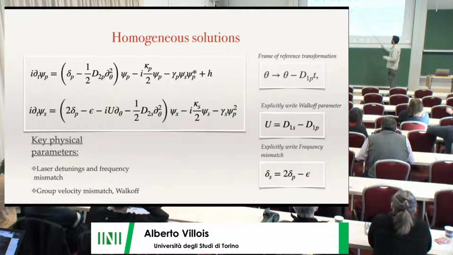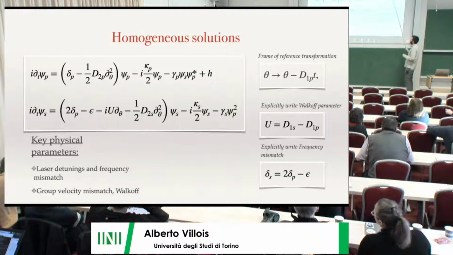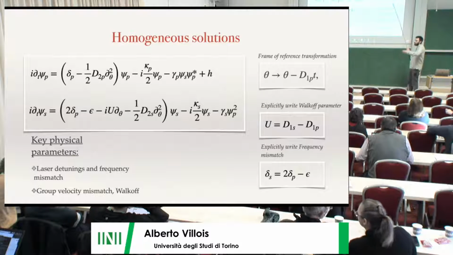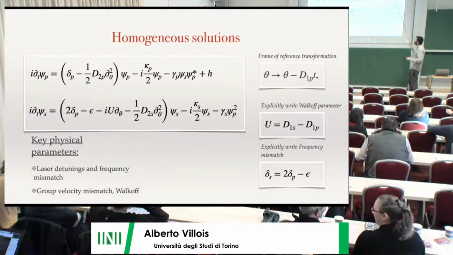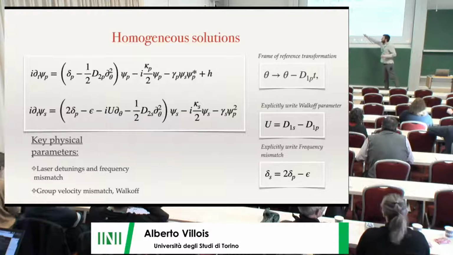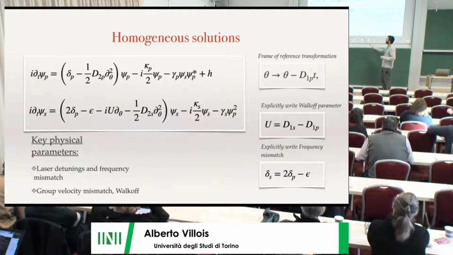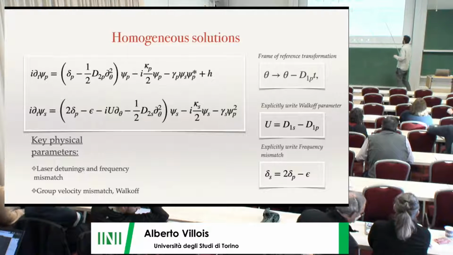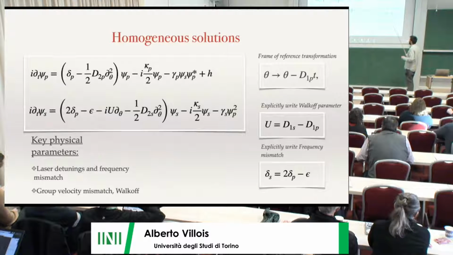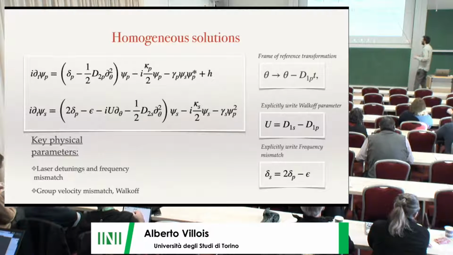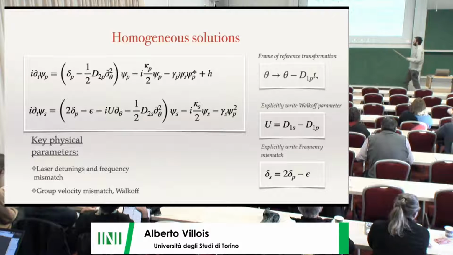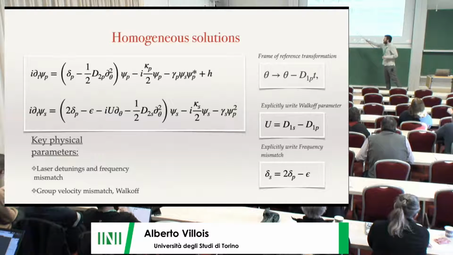So let me rewrite the equation in a simpler way. For example, I do a Galilean transformation where I place myself in a frame of reference moving with the group velocity of the first harmonic. So the first derivative goes away in this equation and appears in the second equation, and now I denote u as the difference between the group velocity of the second harmonic and the first harmonic. And here you see this epsilon is explicitly present.